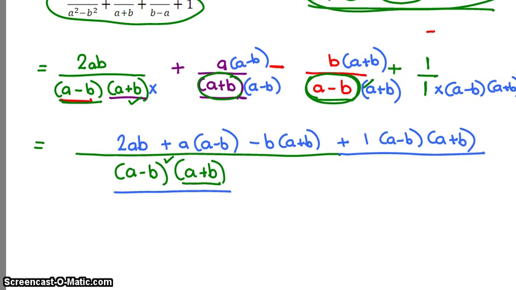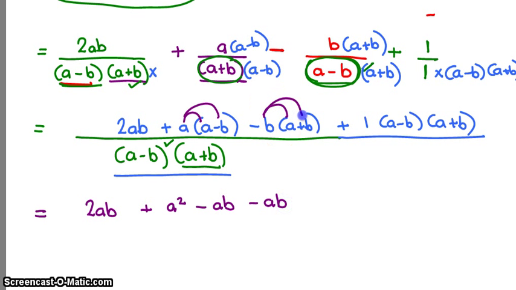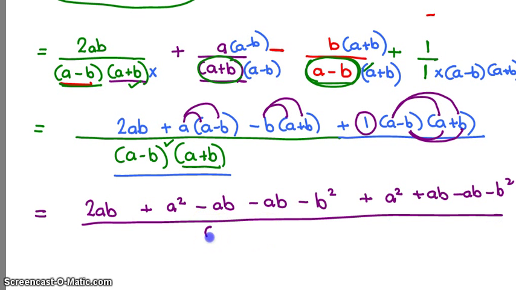All I've got to do now is multiply all those brackets out and collect up like terms. But it's made much easier if I factorize my denominators first. So let's do this quickly. I've got 2ab plus a squared minus ab minus ab, alphabetical always, minus b squared, plus, now this 1 is really not going to do much. If you multiply anything by 1, it doesn't change. So this is a squared plus ab minus ab, alphabetical, and minus b squared, all over our denominator, a minus b, a plus b.